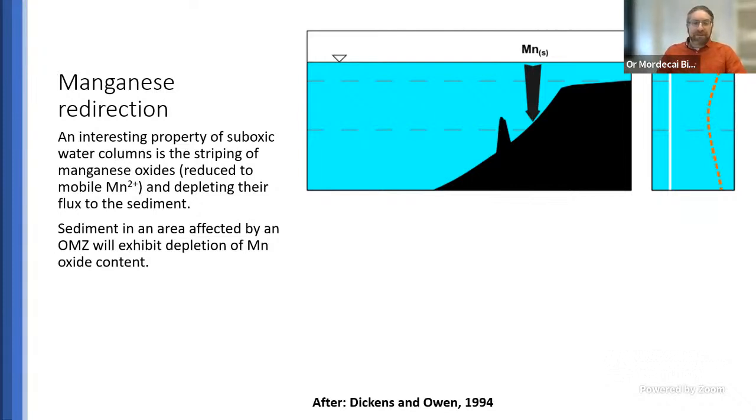Manganese in an oxidized environment is solid. It's insoluble in water. It is supplied from terrestrial sources as well as reoxidation of biologically bound manganese. It goes into particulate form, and that particulate form goes into the sediment.